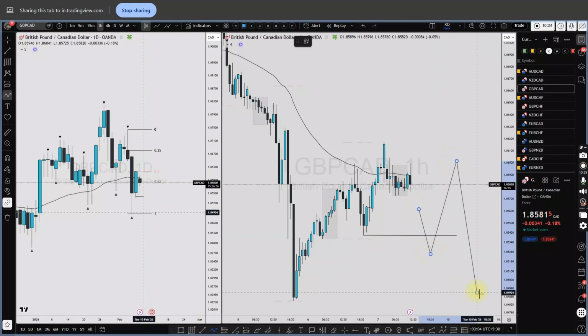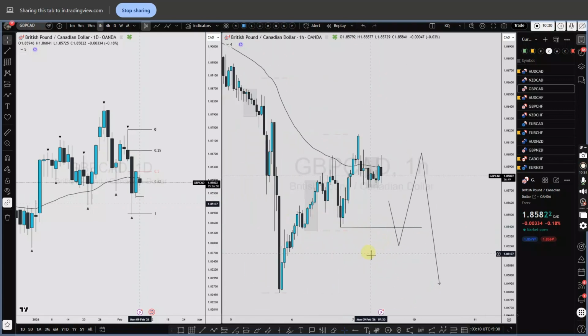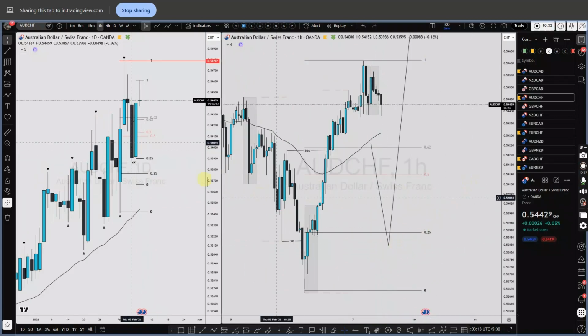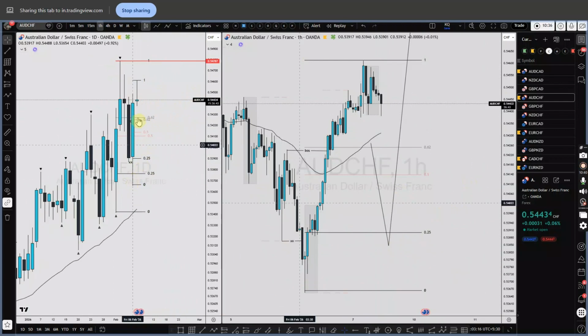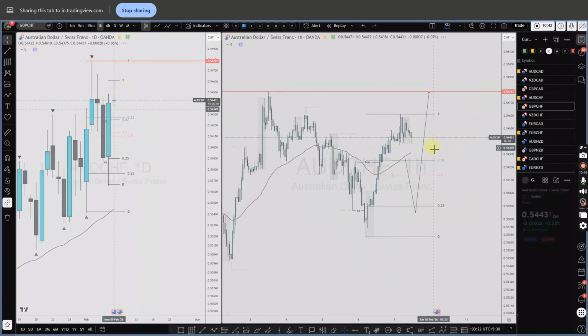CAD, definitely something I'm going to keep in my watch list after we spot any kind of break of structure from this level. AUD CHF, we're bullish overall. We're bouncing from OTE level, and right now I'm waiting for a deeper correction so that I can start looking for longs in this one.